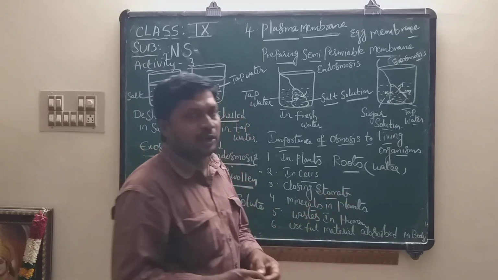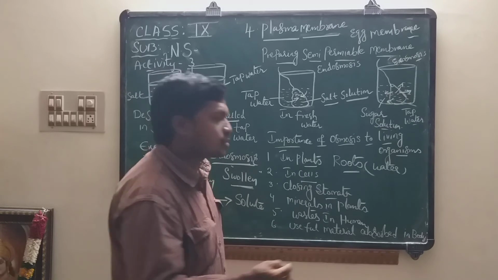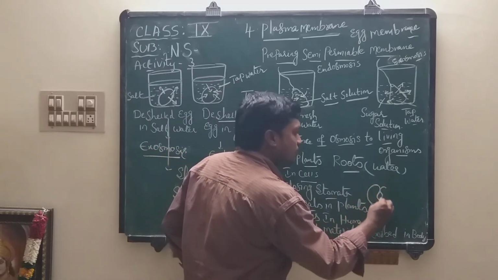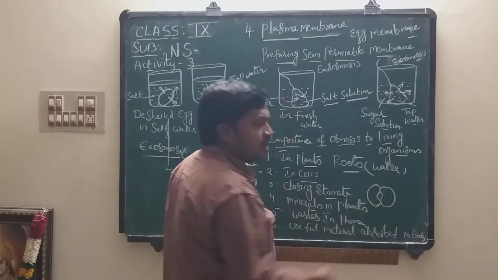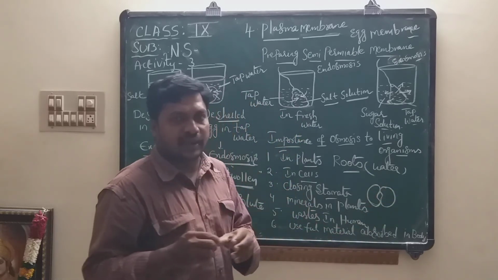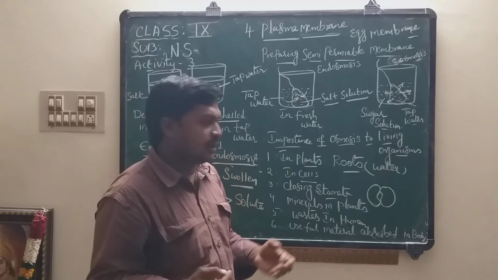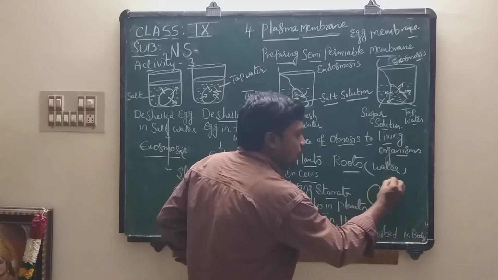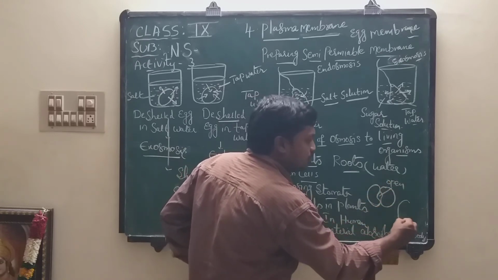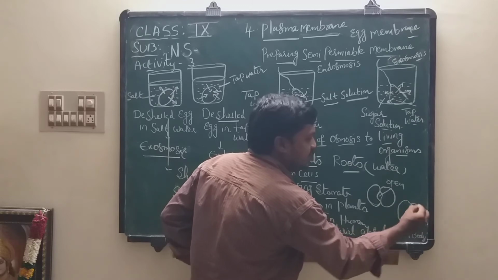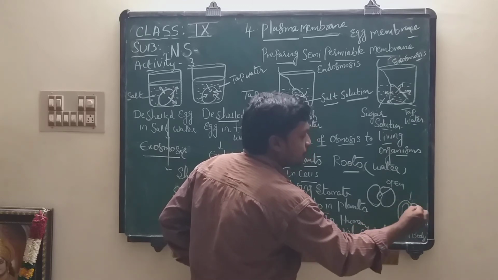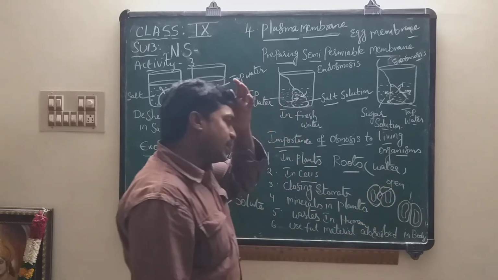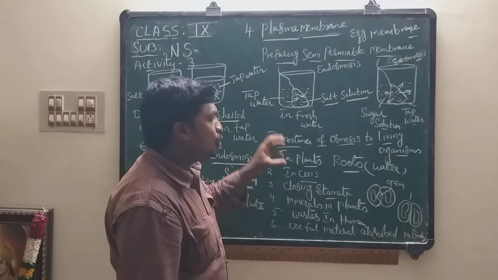Third one is opening and closing of stomata. Leaves have some natural openings called stomata. Do you know? Stomata are natural openings. Opening and closing of stomata, which are helpful for exchange of gases or transpiration, take place with the help of osmosis. This is open stomata, and this is closed stomata. Opening and closing of stomata is due to osmosis.